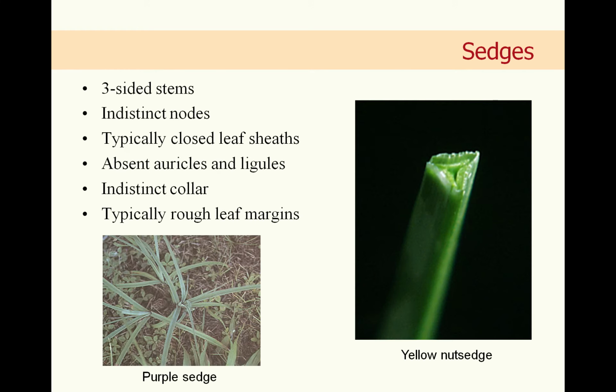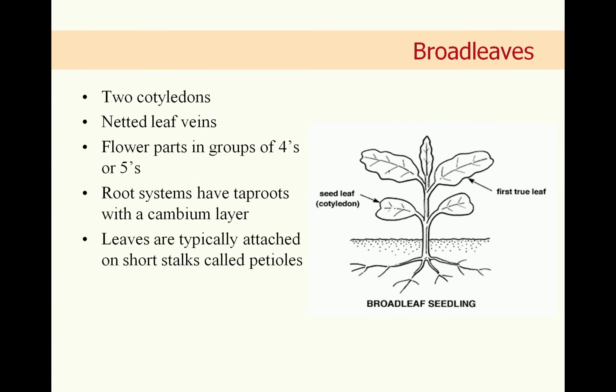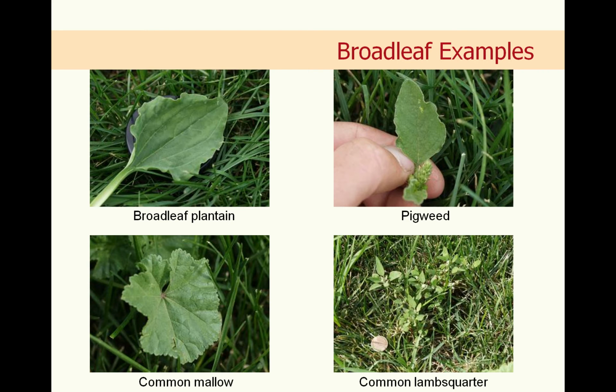The sedges look very similar to grasses, but different in a number of ways. They have three-sided stems, lack distinct nodes on the stem, do not possess auricles and ligules, and often have rough leaf margins. Broadleaf weeds have two cotyledons, netted leaf veins, root systems with tap roots, and leaves that are attached on short stalks. Here are four examples of broadleaf weeds.